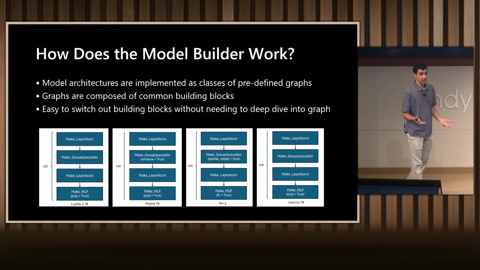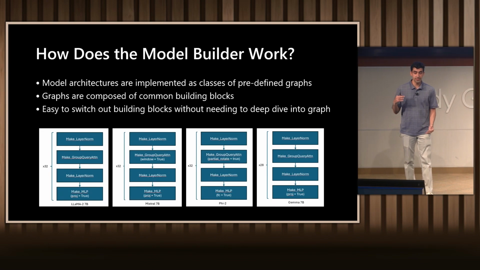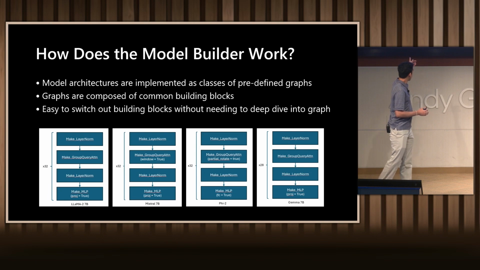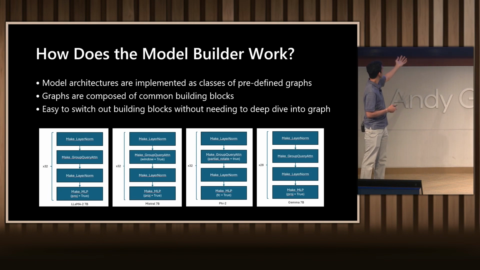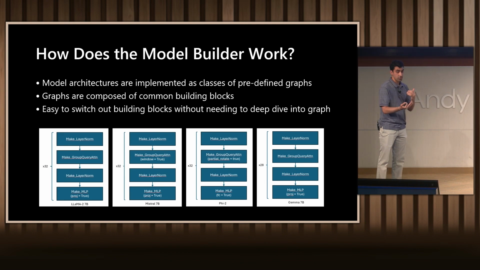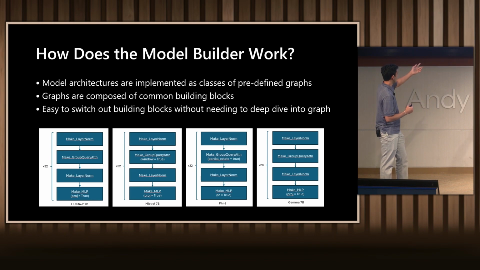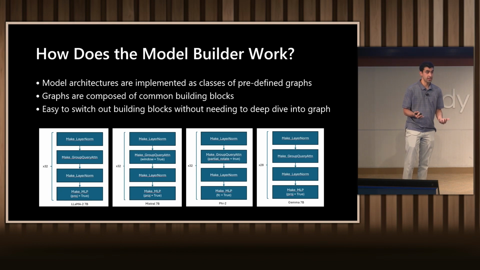So how does the model builder actually work? Model architectures are implemented as classes of predefined graphs, and these graphs are composed of common building blocks. If we look over here on the left, we can see Llama 2 7 billion is defined as follows. You call the make layer norm method to make the layer norm. You call the make group query attention to make the group query attention afterwards. You call make layer norm again for the post attention layer norm, and the make MLP to create the MLP style with the projection equals true setting turned on to have it be the up-down projection style MLP. If we look at Mistral 7 billion, the only difference now is that we turn on the window attribute and set it to true to enable sliding window attention.